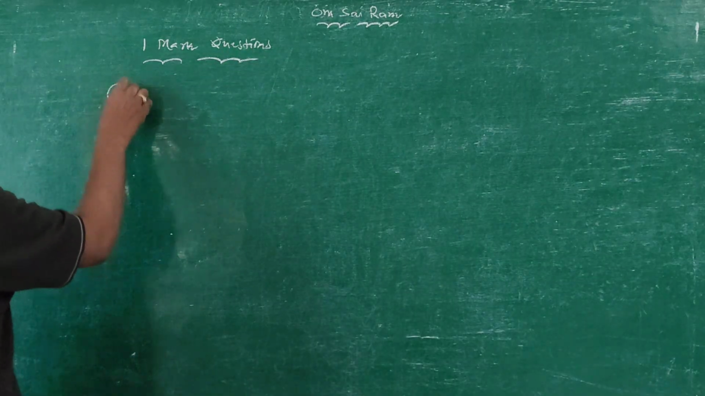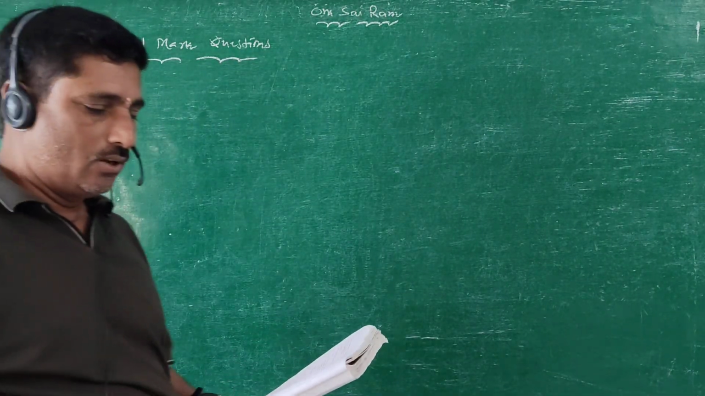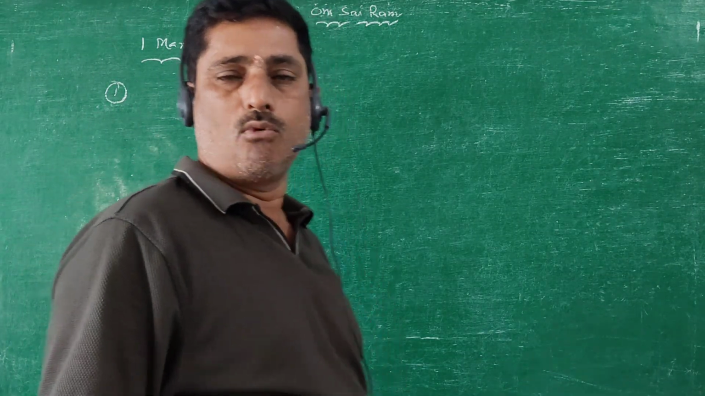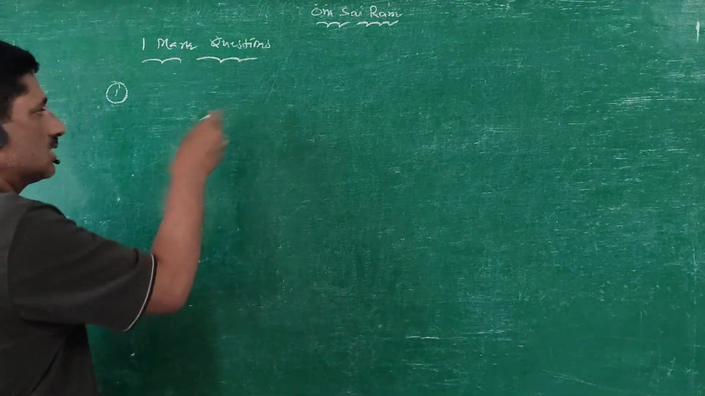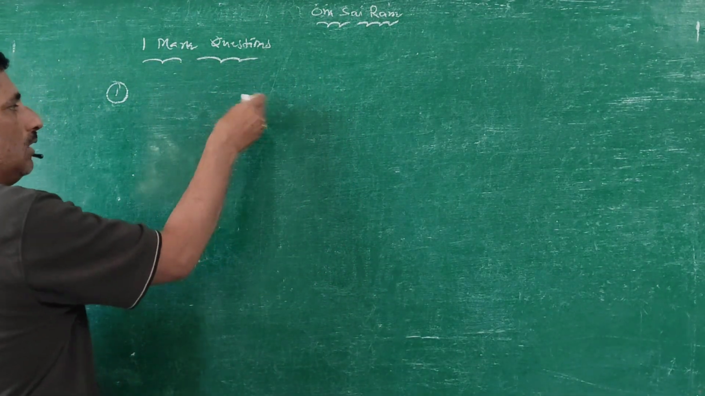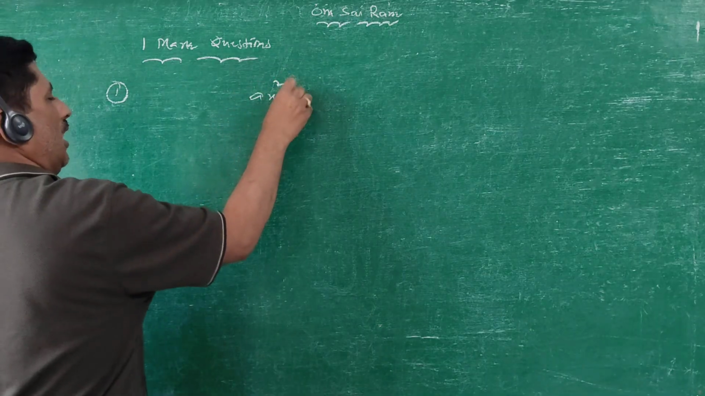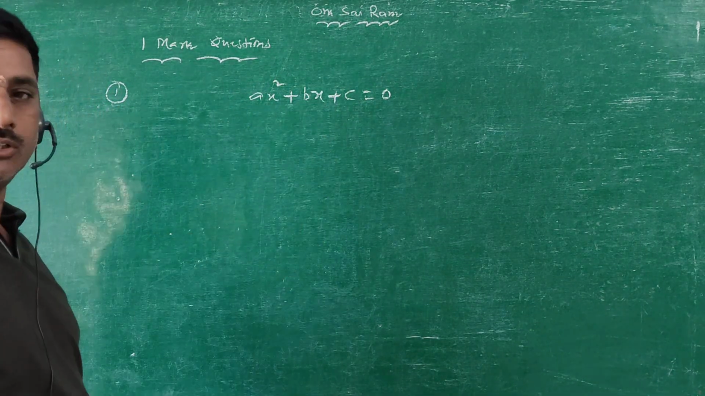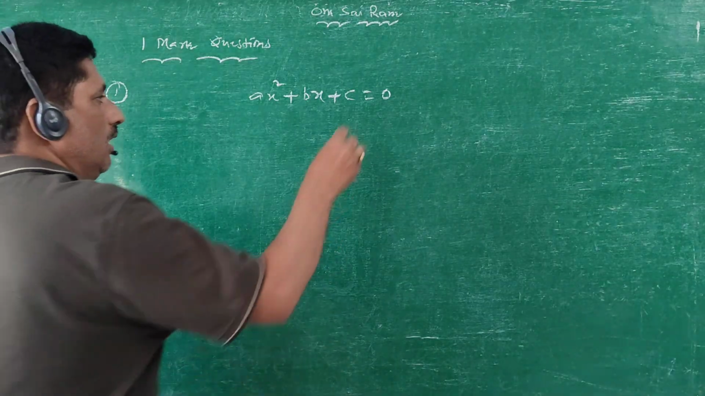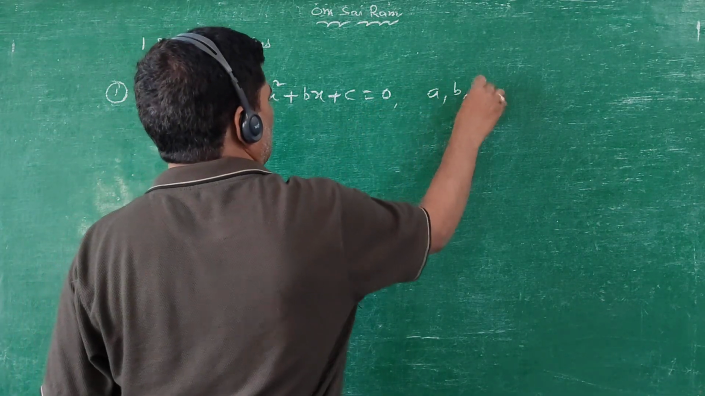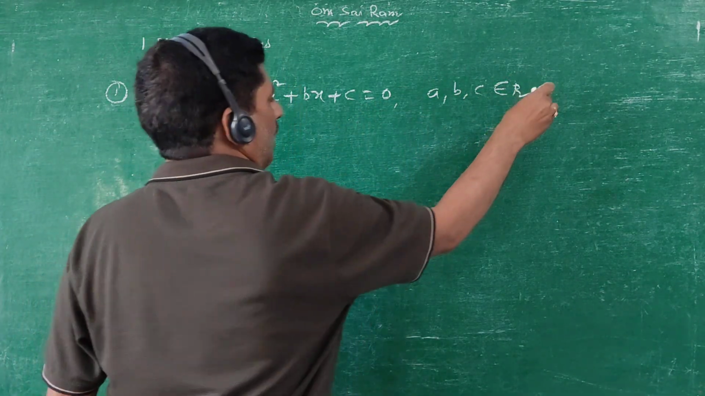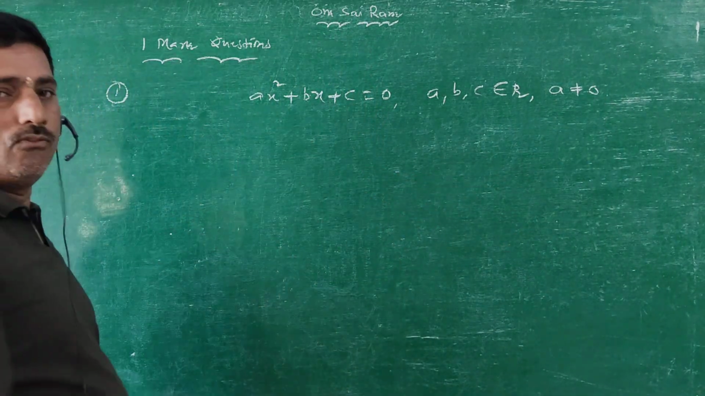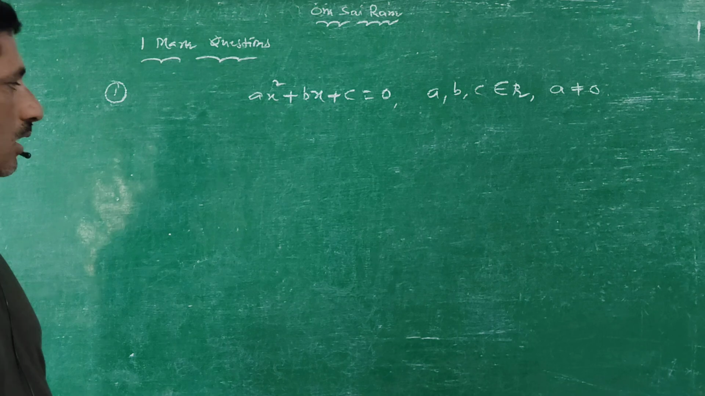What is the general form of a quadratic equation? In yesterday's previous video I explained it. So ax square plus bx plus c is equal to 0 is the standard form or general form of a quadratic equation, where a, b, c belong to R and a is not equal to 0.